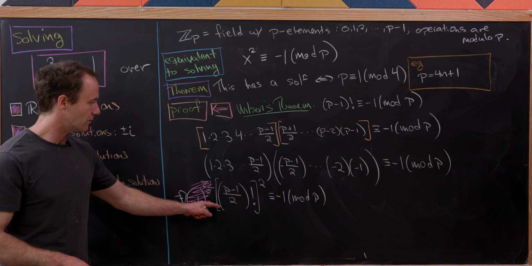And in fact, we'll have two solutions. ((p minus 1)/2) factorial and negative ((p minus 1)/2) factorial will be our two solutions to this congruence. Okay, so that's this sorted for Z_p.